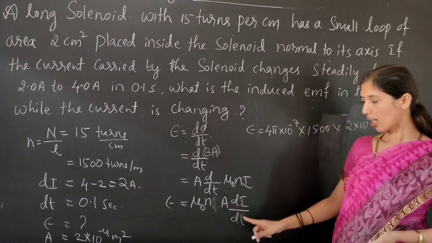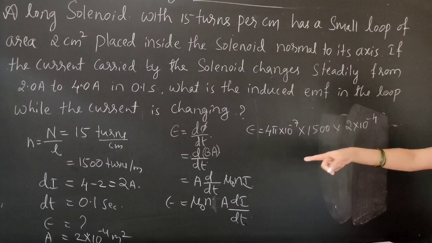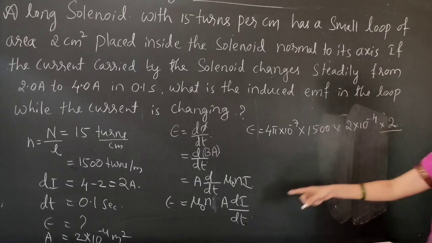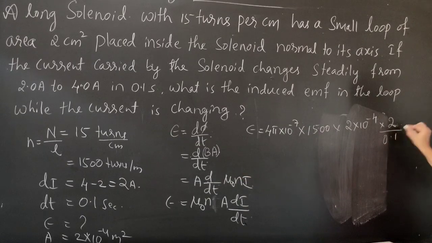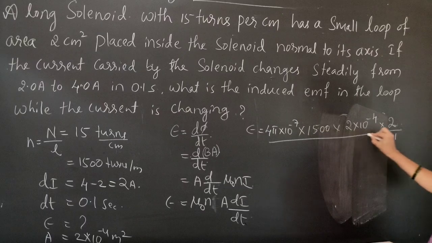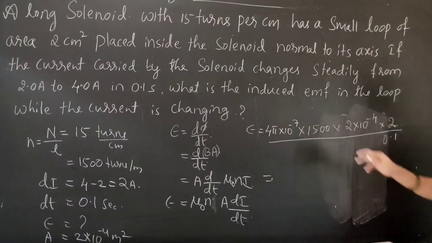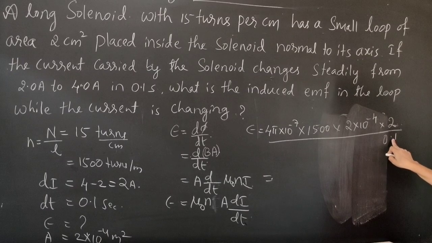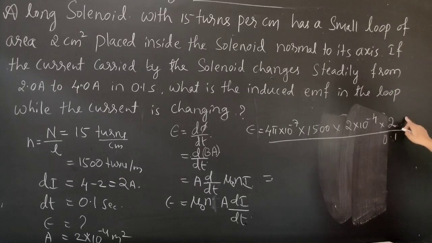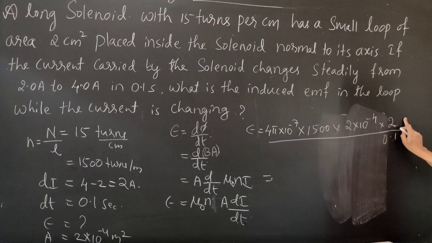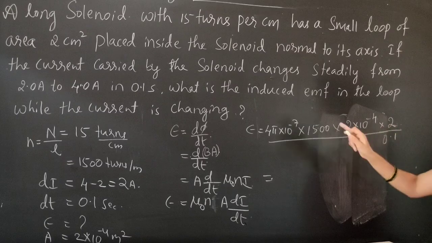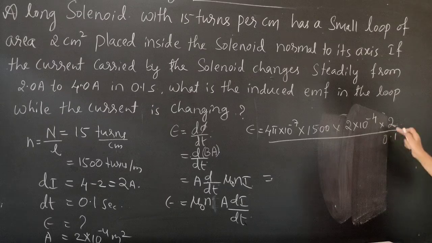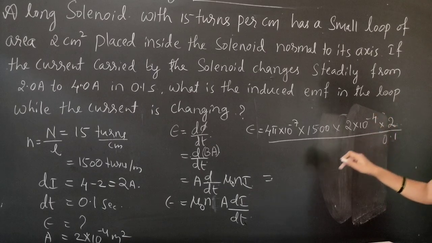Into dI divided by dt. dI is the change in the current, it is 2 amp, so 2 divided by the dt value, which is 0.1 second. So all the values are directly given in the problem. You can write 0.1 as 1 into 10 raised to minus 1. When 10 raised to minus 1 goes up, this becomes 10, and all these things you multiply: 4 pi into 1500 into 2 into 2 into 10 comes up. So what does it become? Calculate this one.